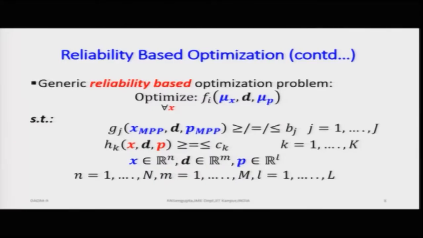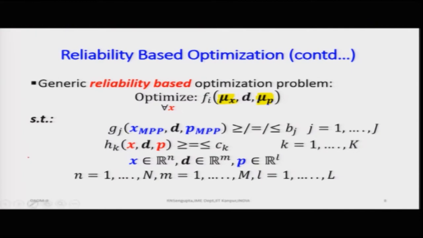Now, how do you do it? In the generic reliability based optimization problem, you have the functional value f(i), where i is equal to 1 to capital I, and these mean values, which are blue in color, which I am now highlighting with yellow. These p values are the parameter values which are external, and these x are the decision variables. So, the mean values mean they are the mean.